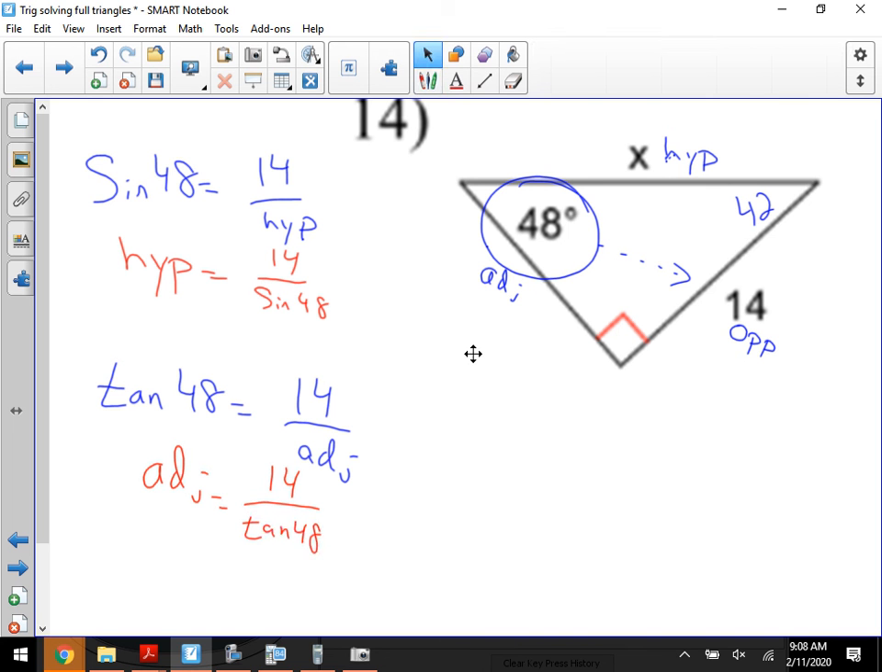From there, I've got all my trig stuff written out. Now I press my buttons. Okay. So let's see here. 14.